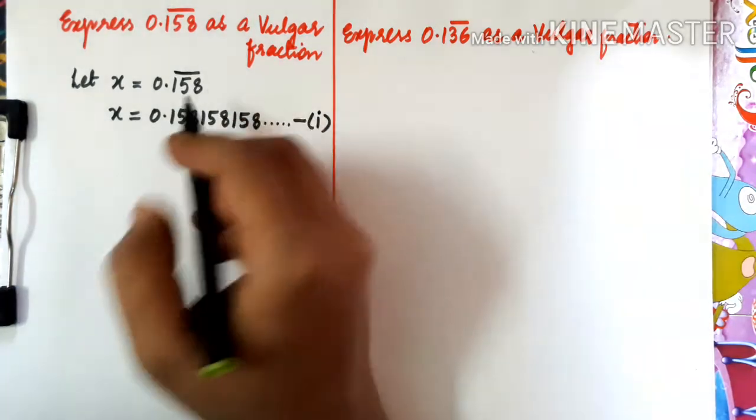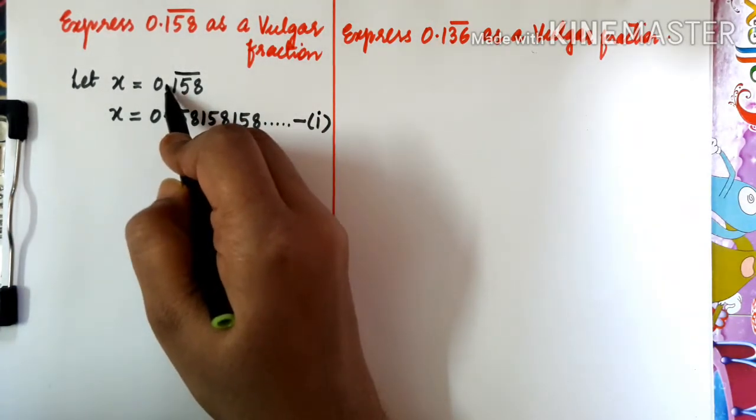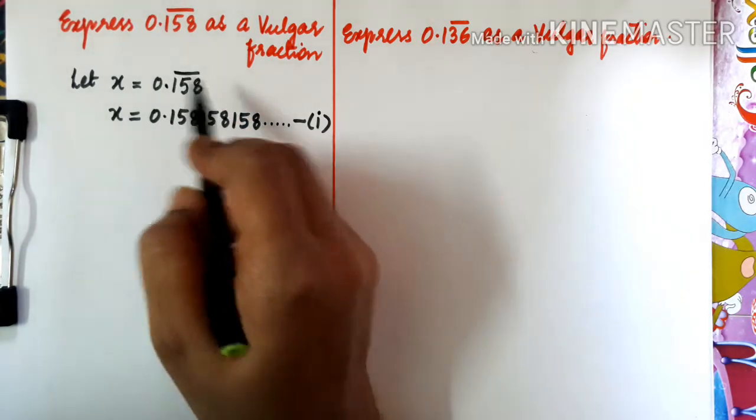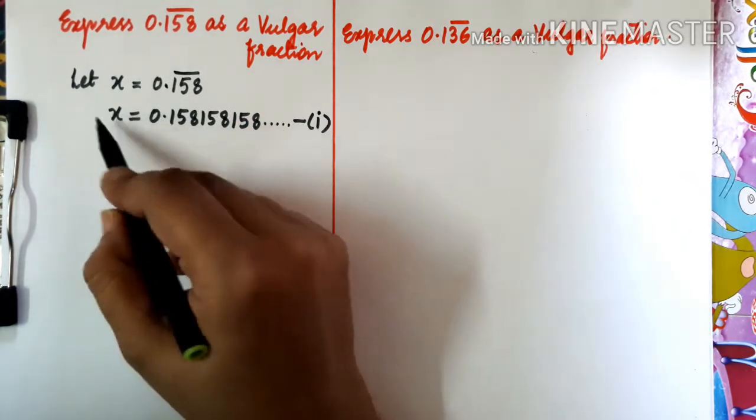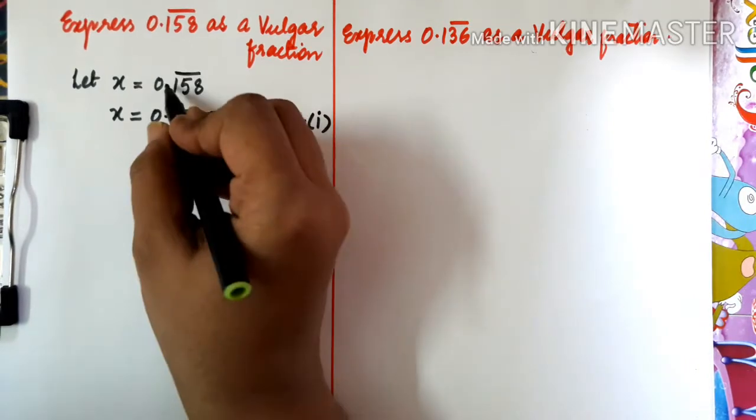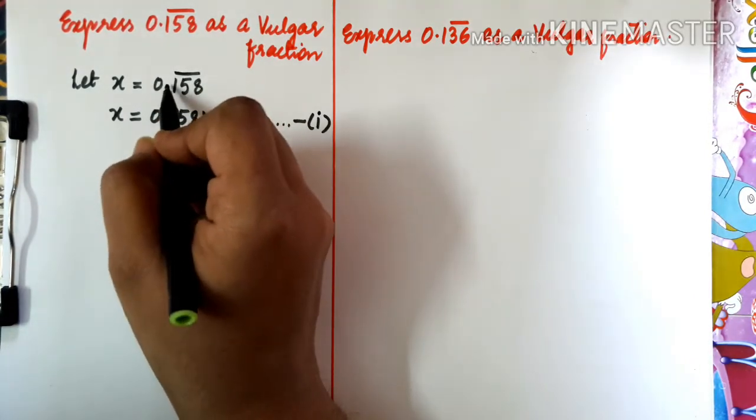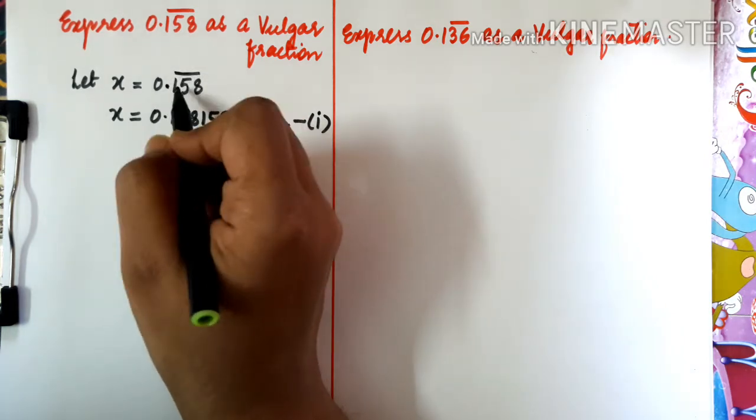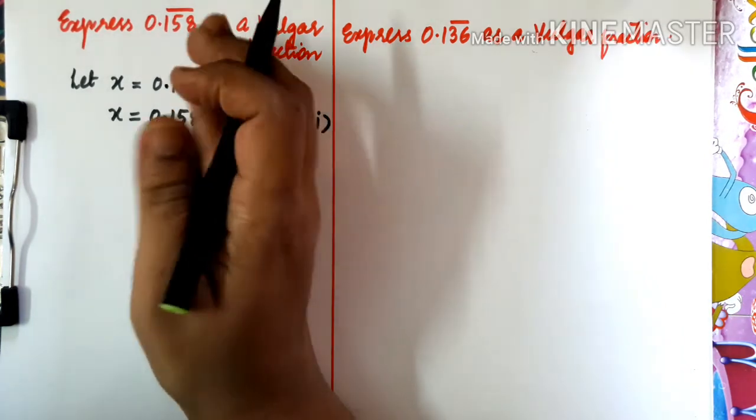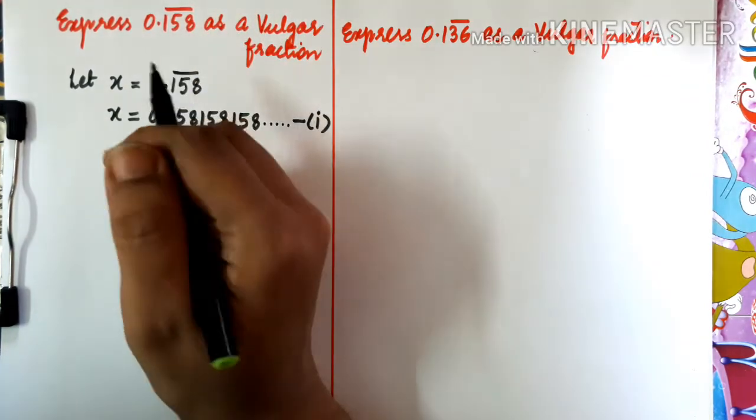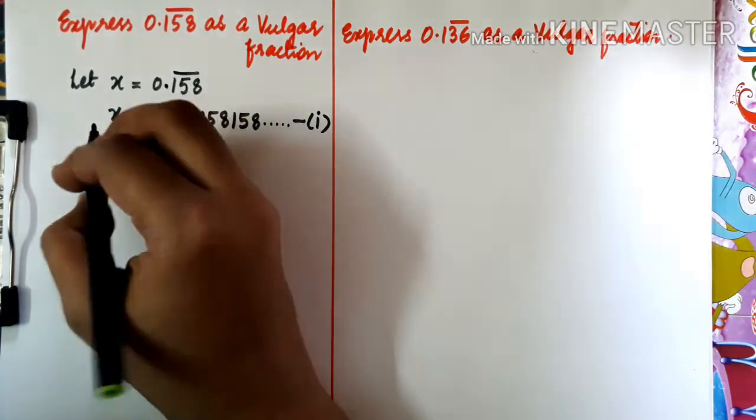Now after the decimal point you have got 3 digits. That means you multiply this whole equation by 1000. Why are you multiplying with 1000? Because after the point you have got 3 digits. If after the point you had 2 digits, then you would multiply with 100. The number of digits you have, you multiply according to that.